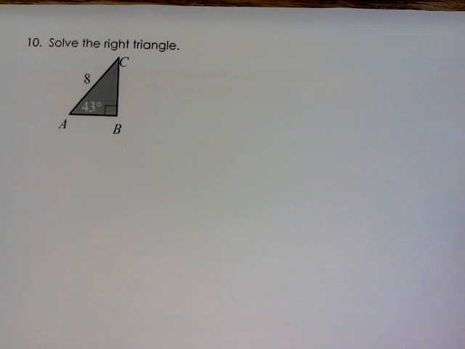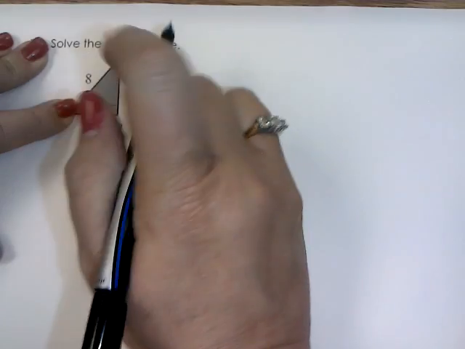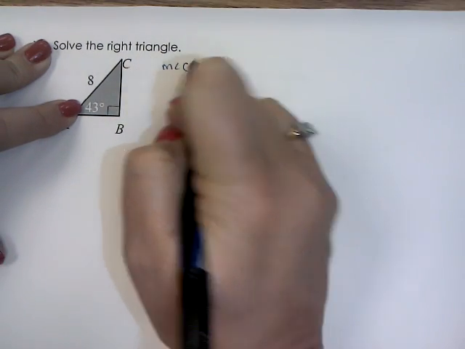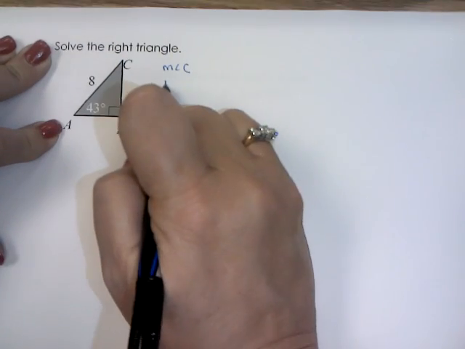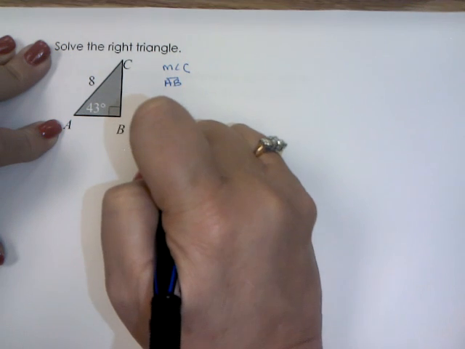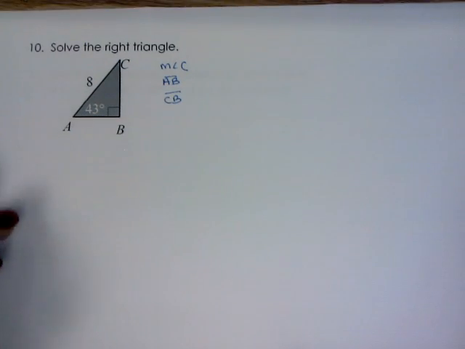This next one says to solve the right triangle. To solve the right triangle, you're going to find the missing pieces that are here. So we're basically finding of our angles, the measure of angle C. Of our sides, AB is missing and CB is missing.